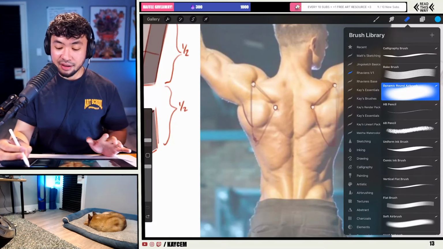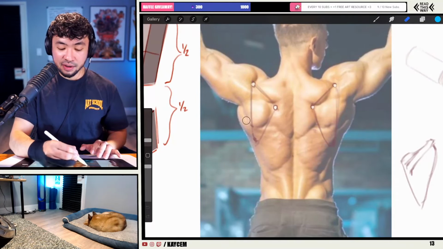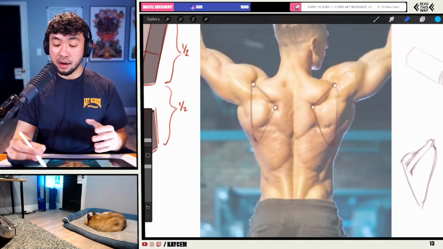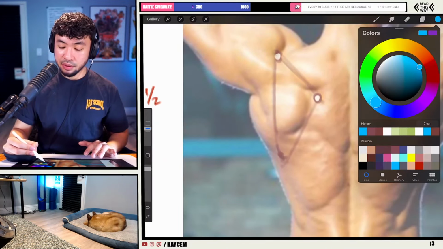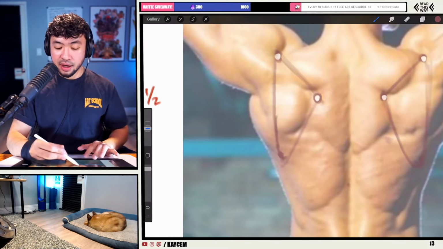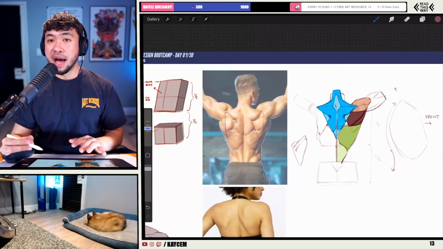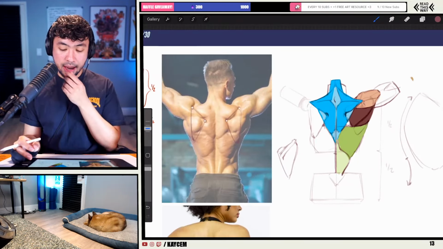But again, I think these things are valuable because the more you know about what's going on, I think the easier it becomes to visualize all the weird, crazy bumps that are going on in the back muscle. But let's go ahead now.